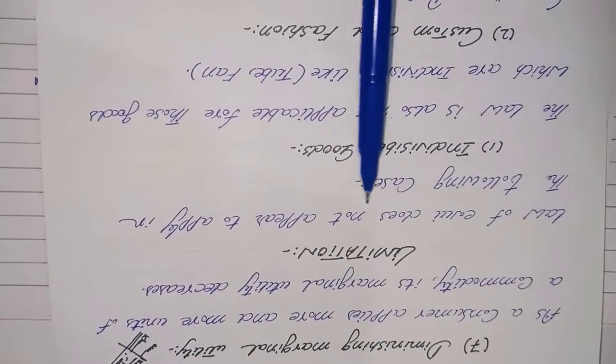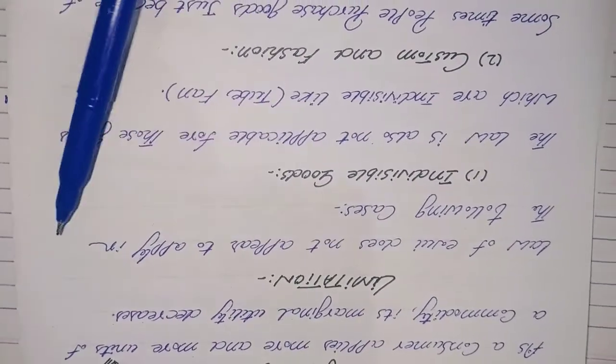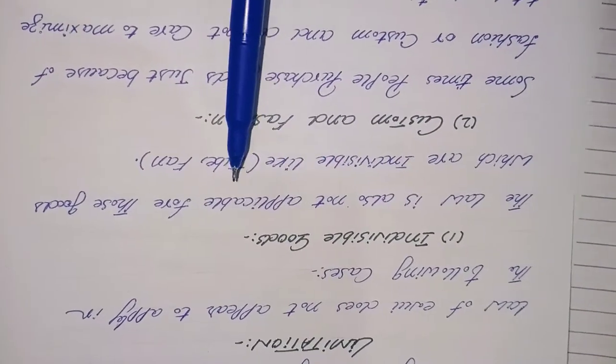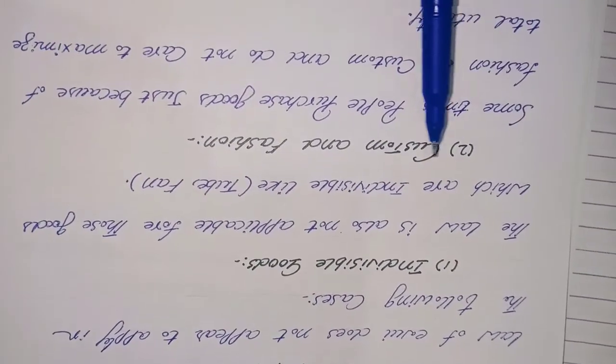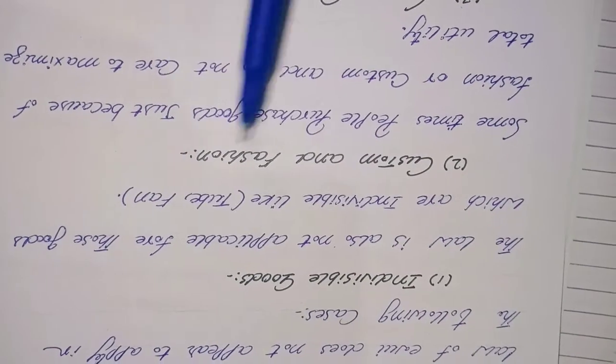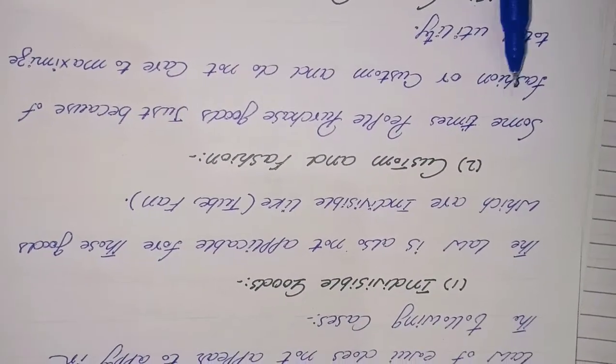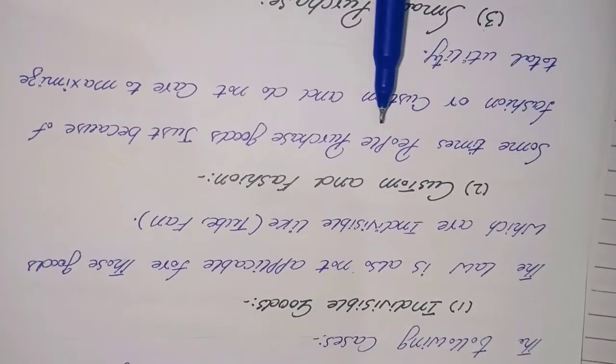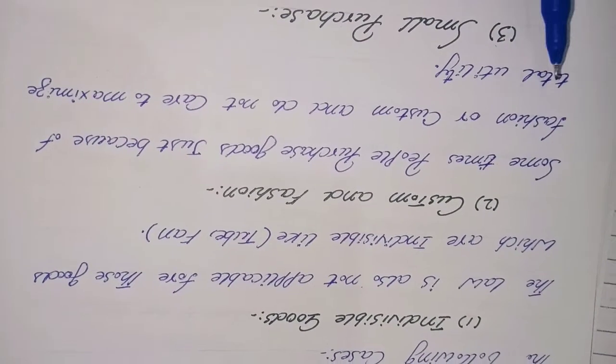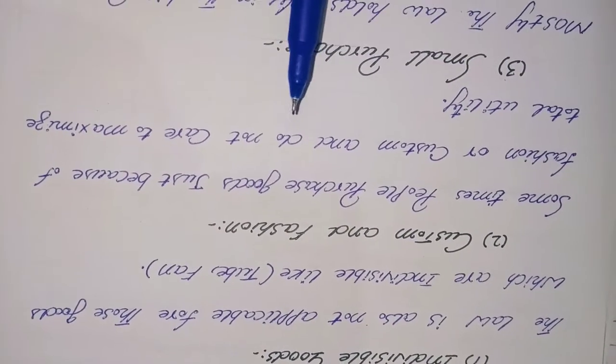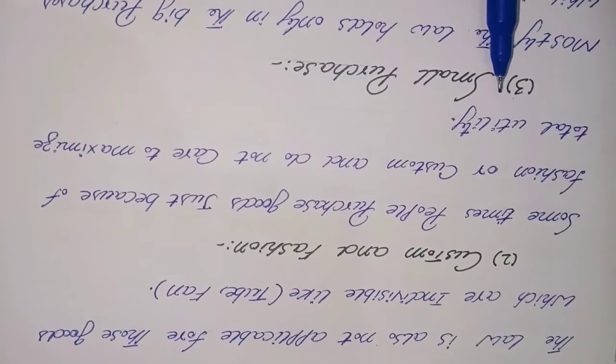Limitations. The law of equi-marginal utility does not appear to apply in the following cases. Number 1, indivisible goods. The law is not applicable to those goods which are indivisible, like tube and fan. Number 2, custom and fashions. Sometimes people purchase goods just because of fashions or customs and do not care to maximize total utility.